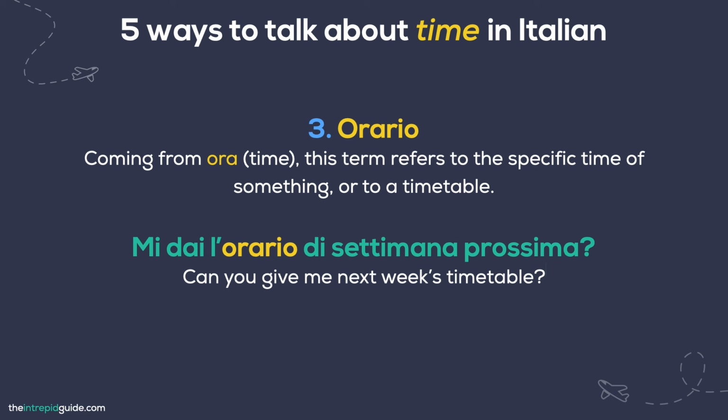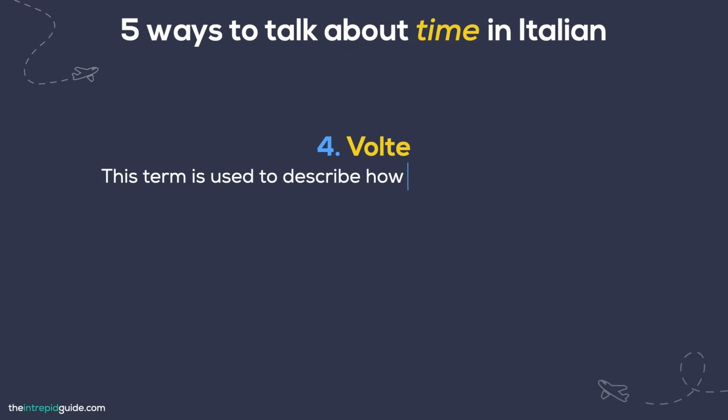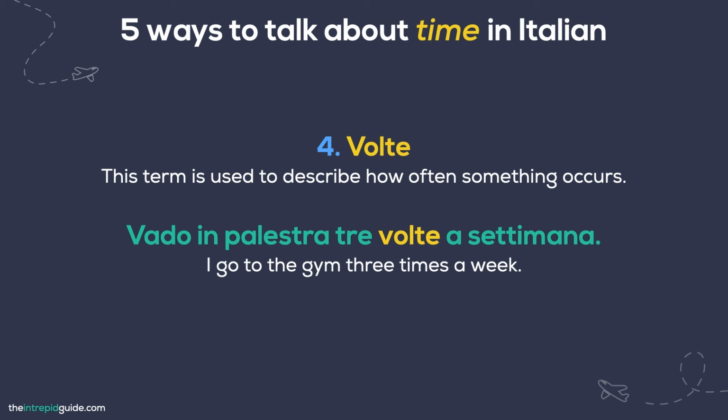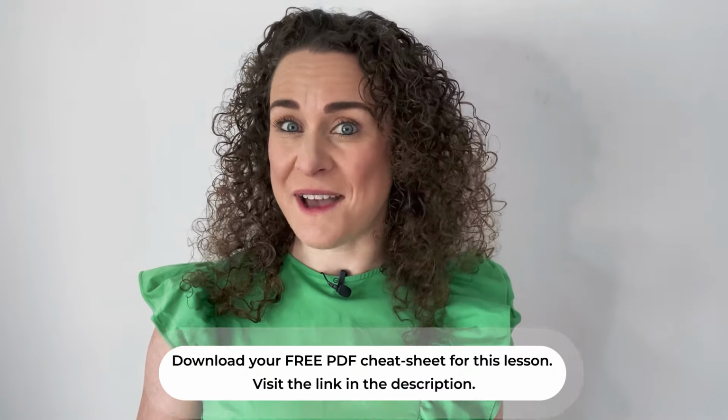The next term is Volte. Volte. Now this term is used to describe how often something occurs, as in, Vado in palestra 3 volte a settimana. I go to the gym 3 times a week. This is similar to the English word times.